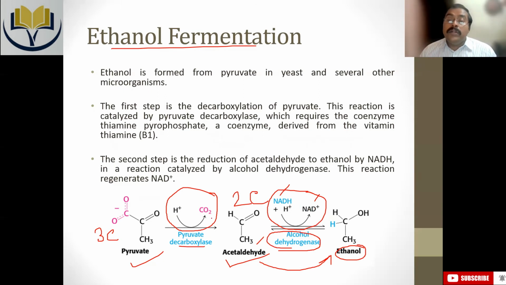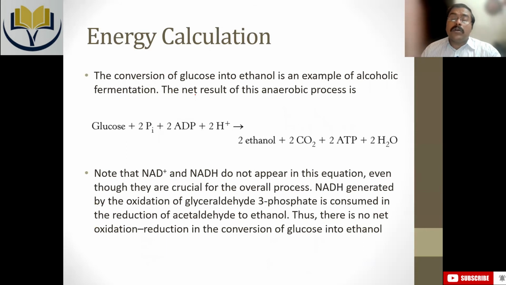You need to know one thing: the carbon dioxide released from this ethanol fermentation reaction also helps to maintain the anaerobic condition. Now, if we are talking about the energy calculation of this process, glucose is converted, using 2 phosphate, 2 ADP, and 2 hydrogen, to 2 ethanol, 2 carbon dioxide, 2 ATP, and 2 water.